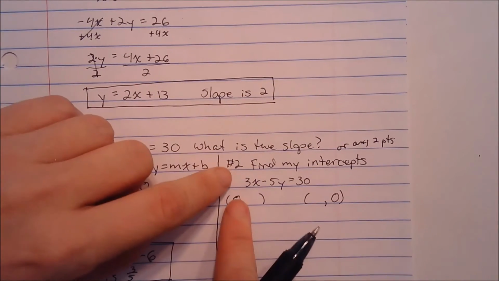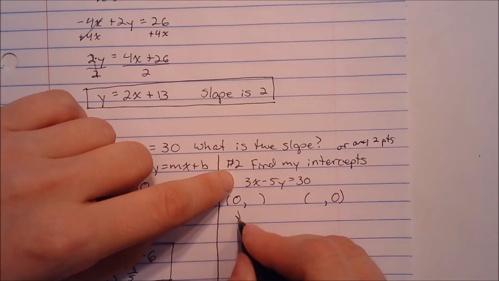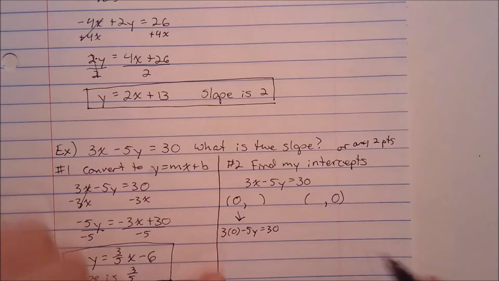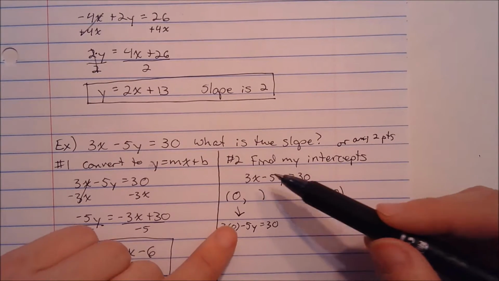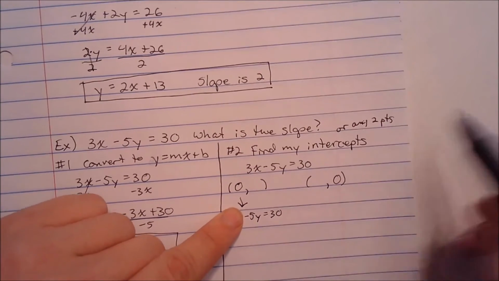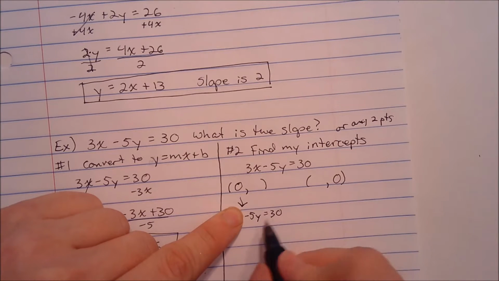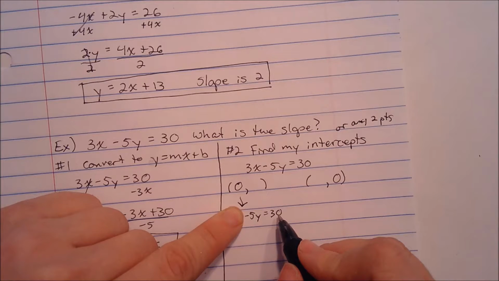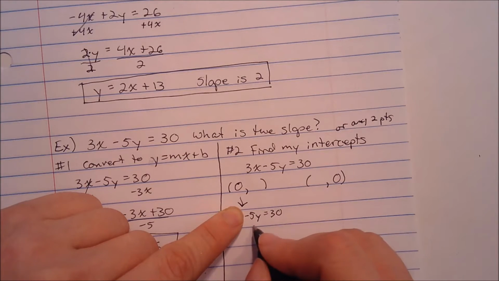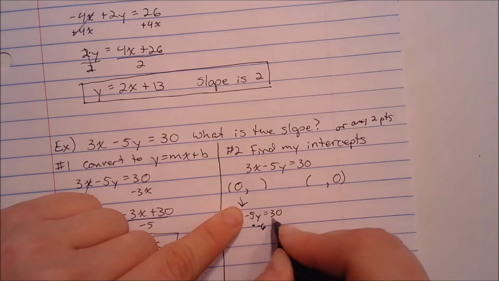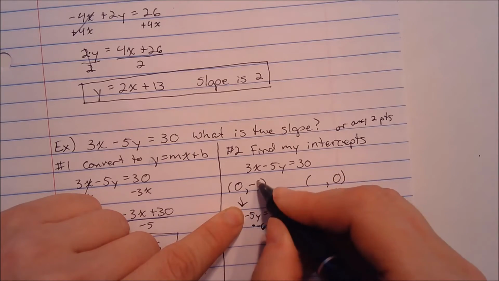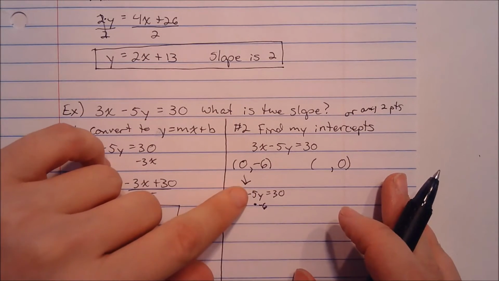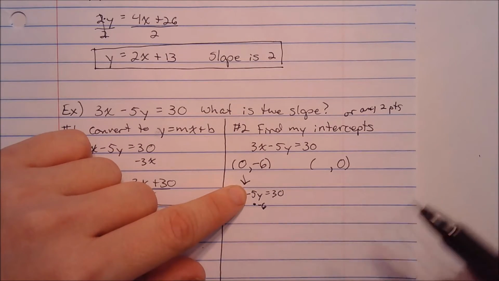So, if x is 0, then this whole term with x in it goes away. You can even just cover it up. And then negative 5 times what gives me 30? Well, negative 5 times negative 6 gives me 30. So my y-intercept, and we already knew that from over here, but pretend we hadn't done that, okay? So my y-intercept is (0, negative 6).